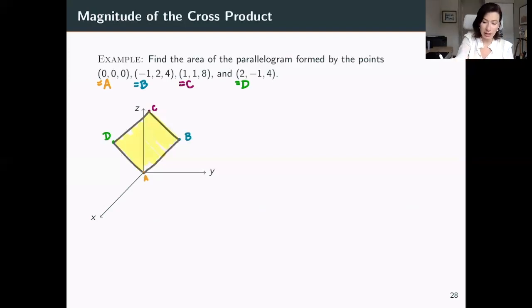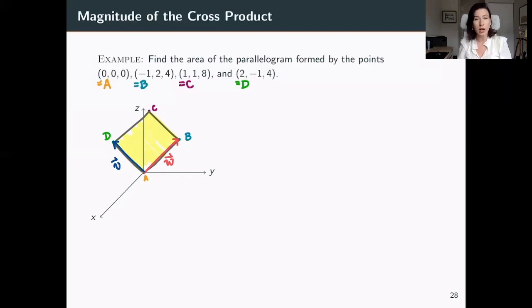An easy way to start out is to notice that if I look at the vector that is formed from A to B, we can label that vector as W. And I also look at another vector, the vector that goes from A to D, and label that vector as V. Vectors V and W form the parallelogram whose area we're looking for. The question now is, what are the vectors V and W?